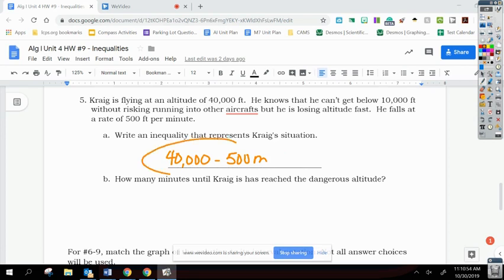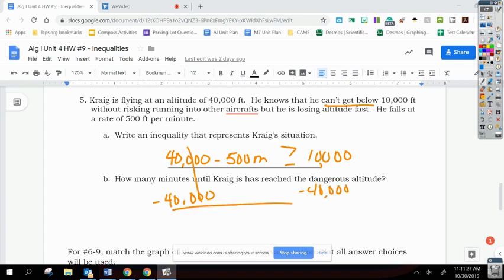Let me rephrase it. This thing right here can't be on the small side of 10,000. We don't want this number, where his altitude, to be smaller than 10,000. We want that to be bigger than or equal to 10,000. So if we flip it around, this has to be greater than or equal to 10,000. Once again, it can be equal to, because can't go below means you can be equal to, just can't be less than. This is the inequality. When we solve, we subtract 40,000 from both sides, minus 40,000. This is a negative 500m is greater than or equal to negative 30,000.